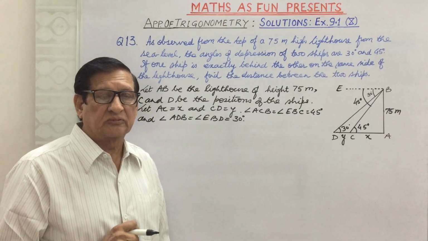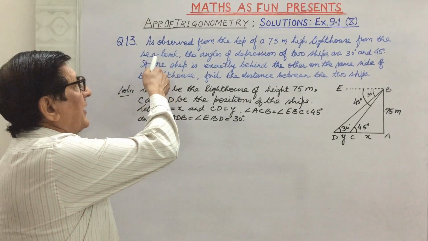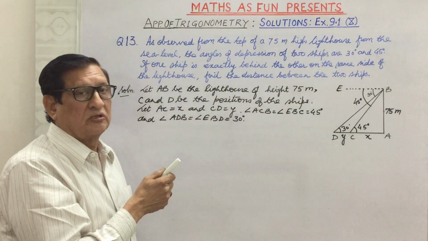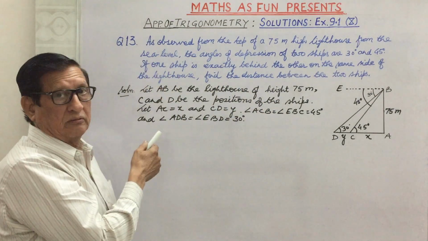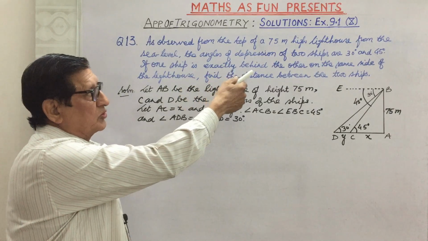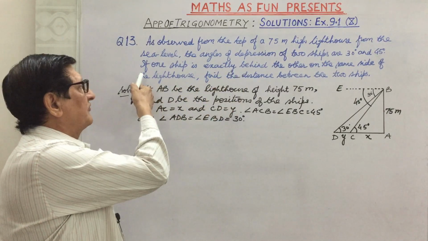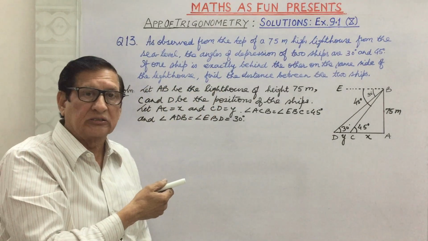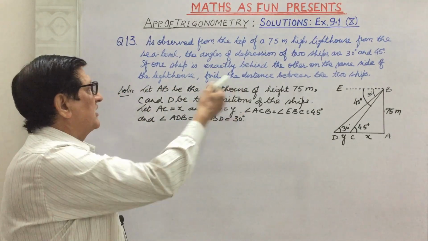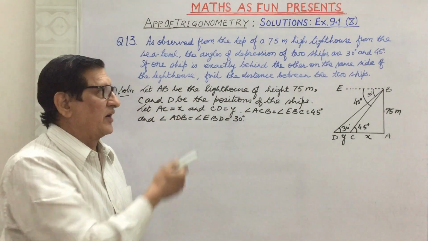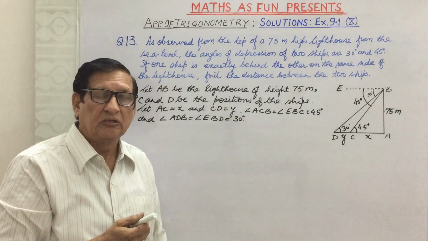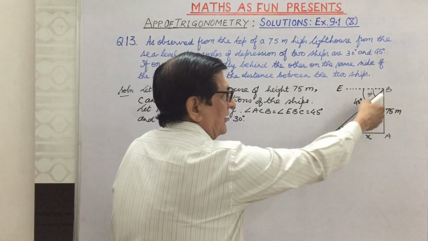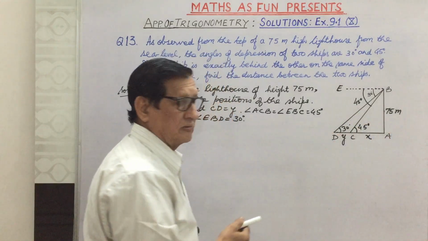Now we are proceeding to question number 13, which is: as observed from the top of a 75-meter high lighthouse from the sea level, the angles of depression of two ships are 30 degree and 45 degree. If one of the ships is exactly behind the other on the same side of the lighthouse, find the distance between the two ships. To draw the diagram, we consider AB be the lighthouse of height 75 meter.